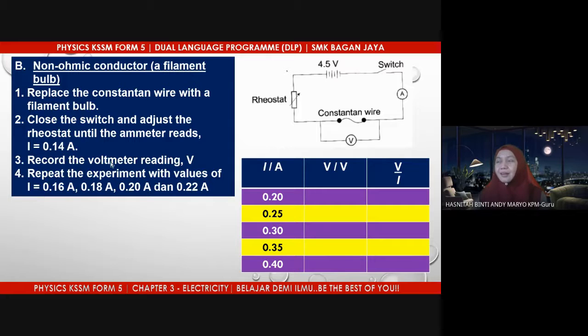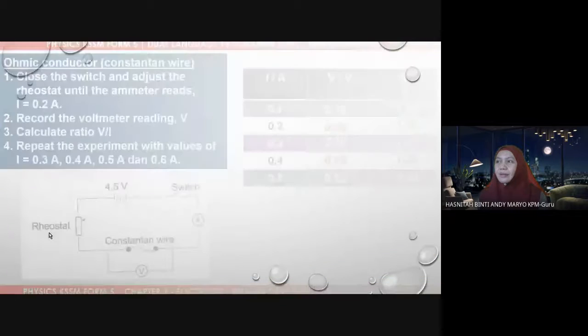All right. Okay, students, this is the reading obtained from this filament bulb, an example of readings you can get. When the current is 0.2, the voltmeter reading is 1.4, and when the current is 0.4, you can see the voltmeter reading is 4.